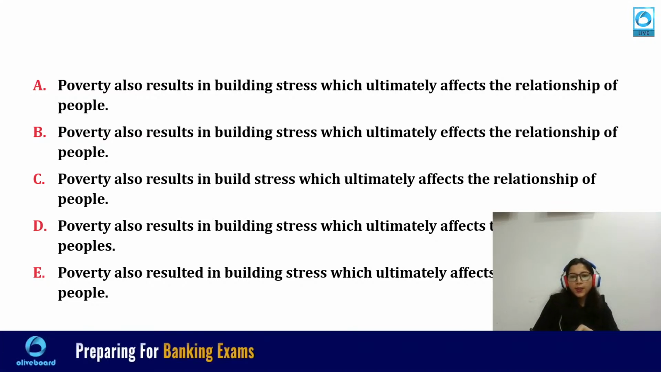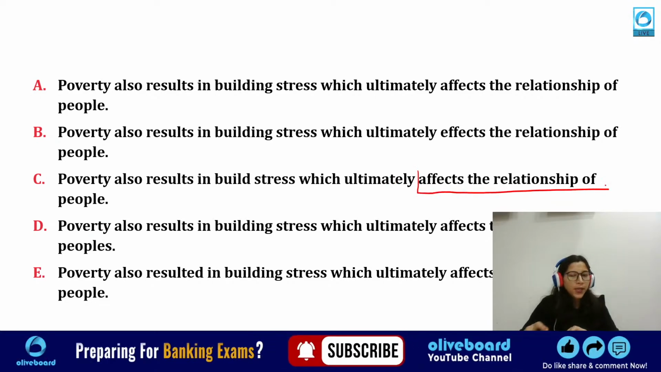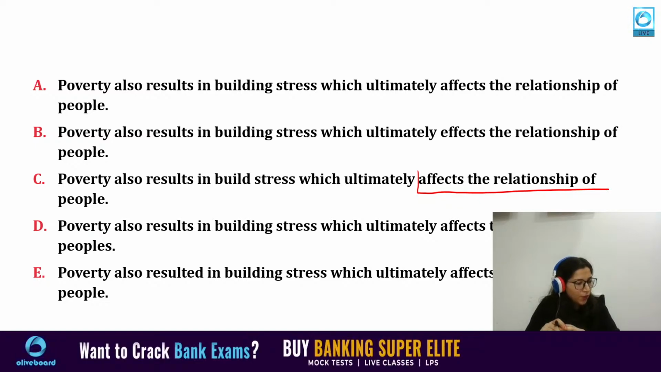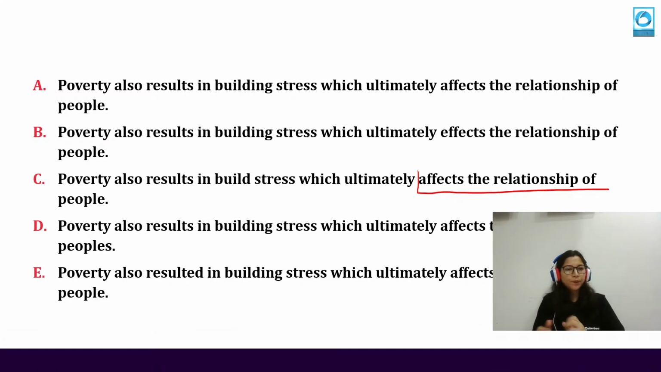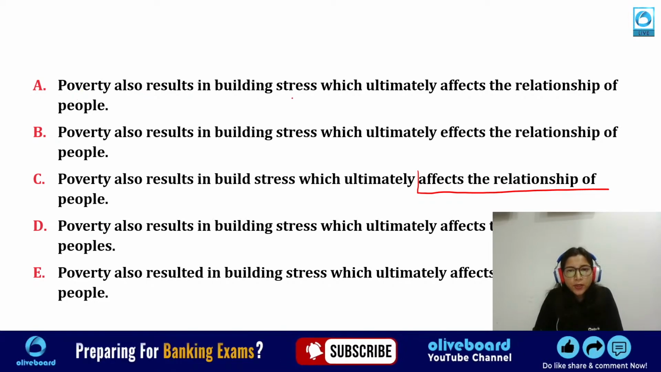Here also, this part is constant in all the options. This part is constant, affects the relationship of. So this part is constant. Hi Divya, good afternoon. Very good afternoon, Divya. Now everyone is saying B. Let's see. Poverty also results in building stress, which ultimately affects the relationship of people.